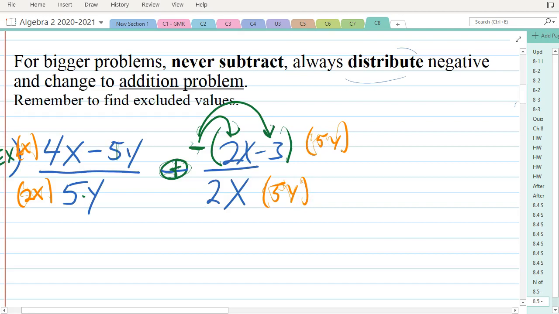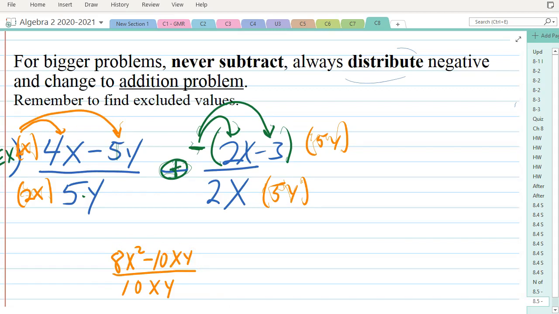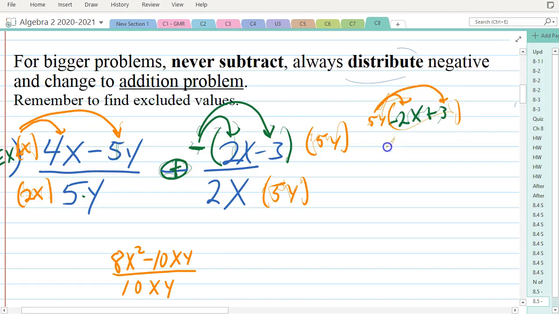Now I'm going to have a common denominator of 10xy. On the left-hand side, I have 2x times 4x, and then 2x times negative 5y. On the right-hand side, it's a little more complicated. There's 2 steps here. We have to begin with the negative being distributed, so I'm going to go ahead and distribute that. That gave me a negative 2x plus 3, but we're still multiplying that times the 5y. So then I'm going to distribute the 5y through, and that's going to give me a negative 10xy plus 15y.